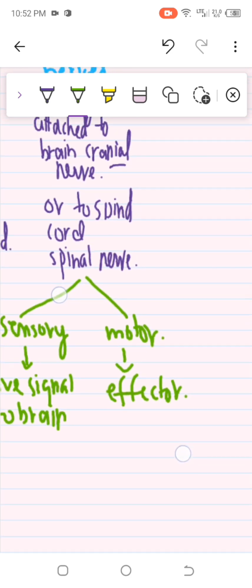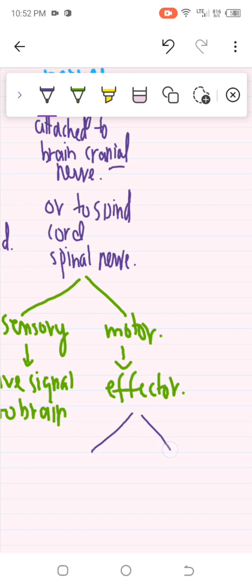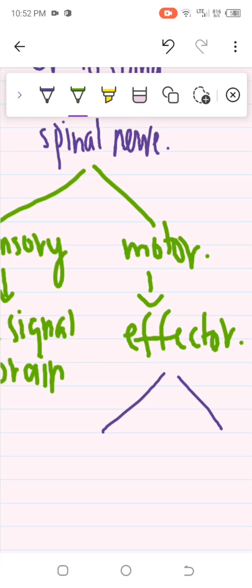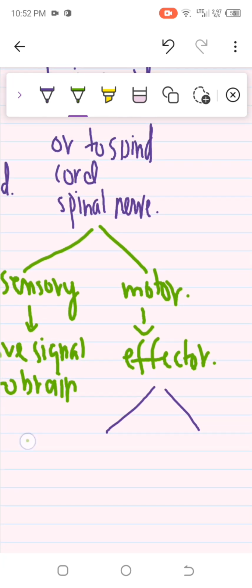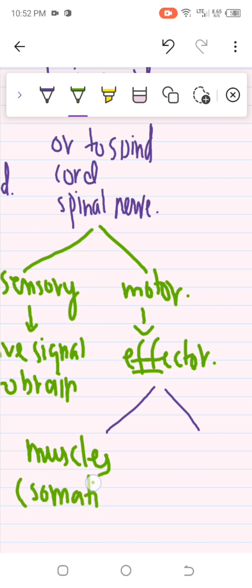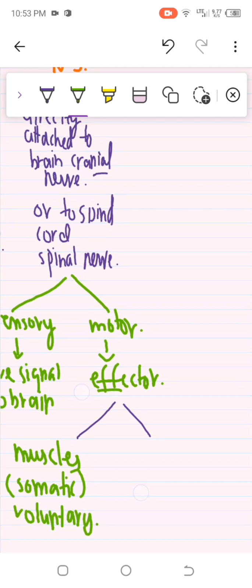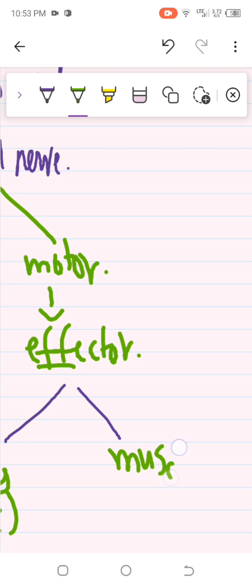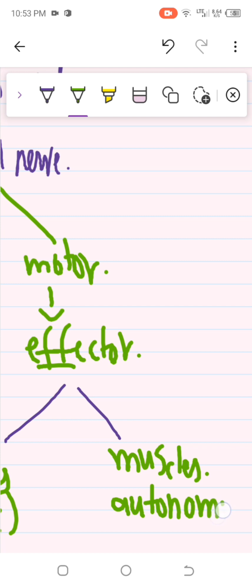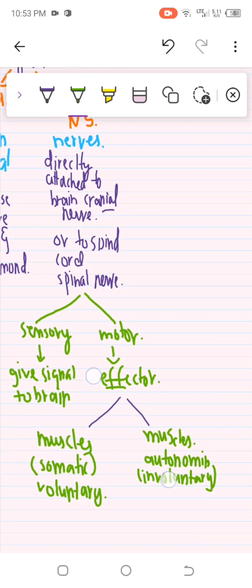The motor nerve is further divided into two types. The effector can be muscles, and muscles are of two types. One is somatic muscles, which are voluntary. The other muscles are autonomic, which are involuntary. I hope it is clear to you guys so far.